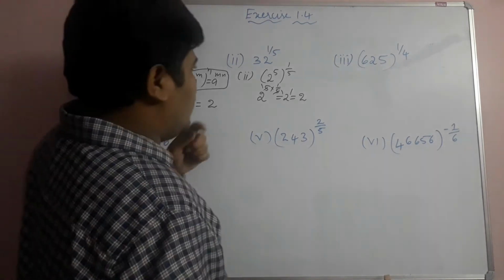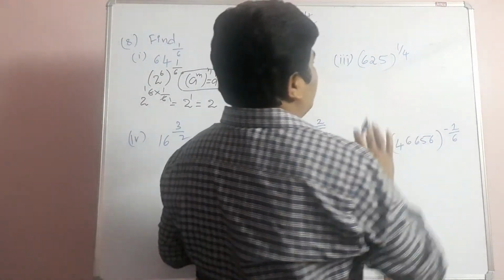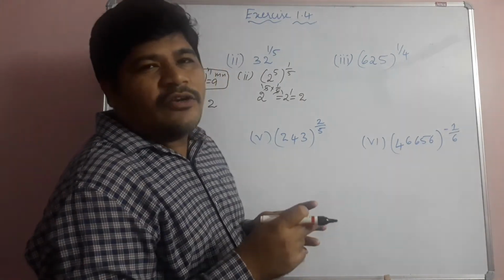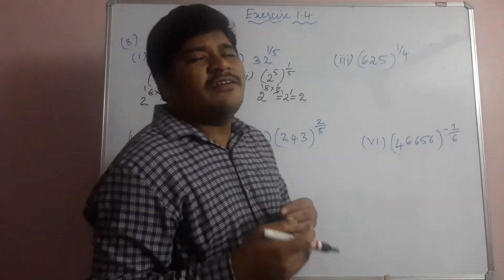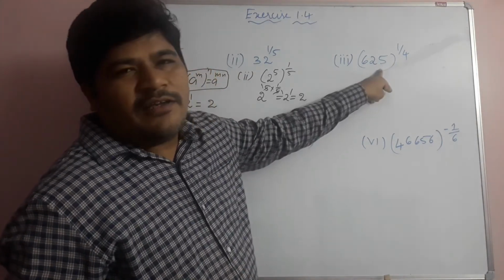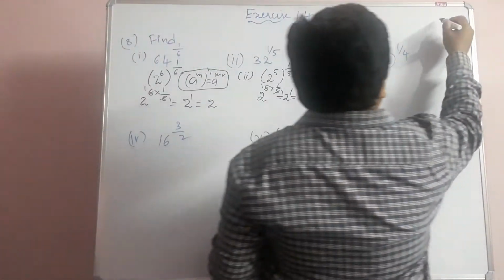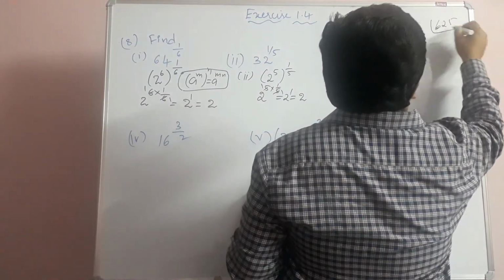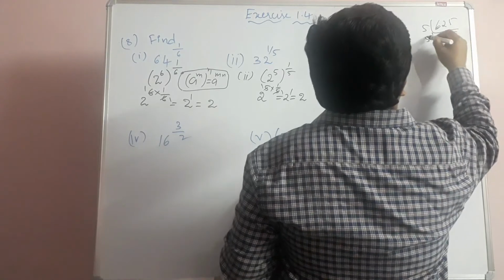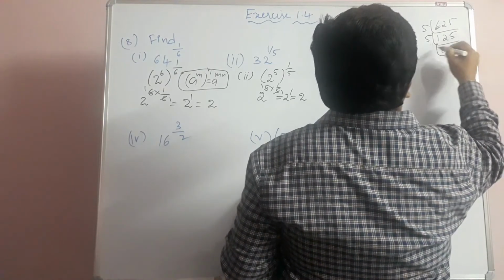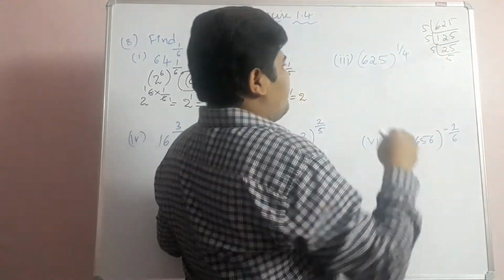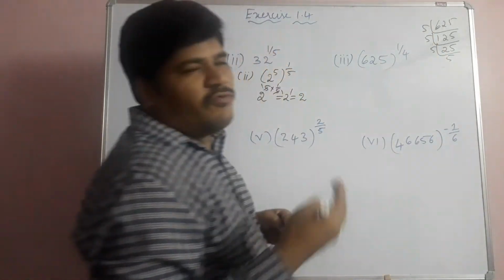Now 625 is here, students. We can write 625 as 5 into 5 into 5 into 5. We have to take its factorization. Obviously it is ending with 5, so like this we will get 625. 5 ones are 5, 5 fives are 25, 5 fives are 125, finally 5 fives. How many? 5, 5, 5, 5. We can express it as 5 to the power of 4.